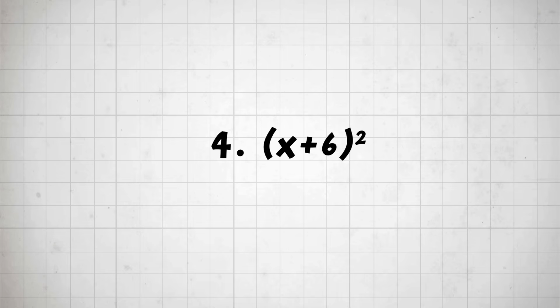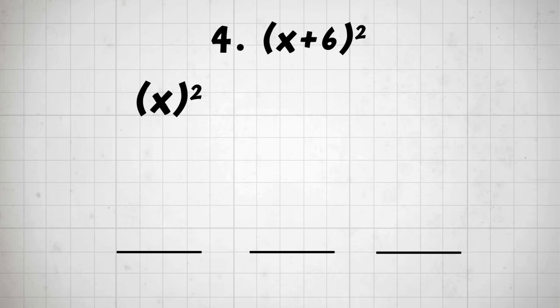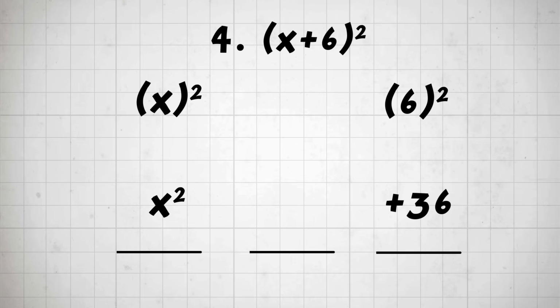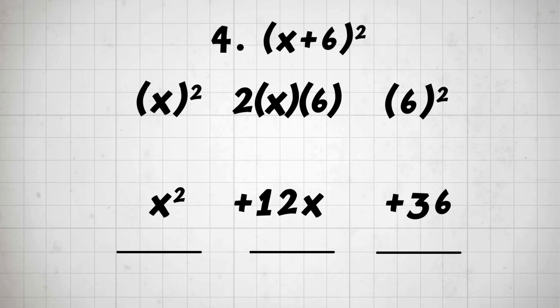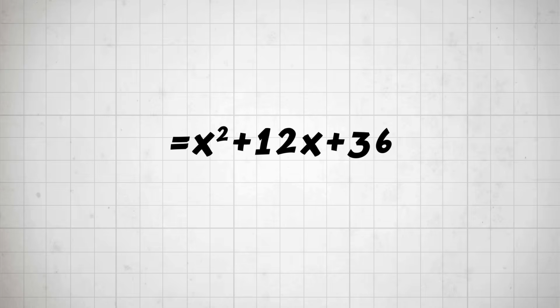Time's up. The answer is a perfect square trinomial in which the first term is the square of the first term in the binomial. The last term is the square of the last term in the binomial, and the middle term is twice the product of the terms in the binomial. Hence, the answer is x squared plus 12x plus 36.